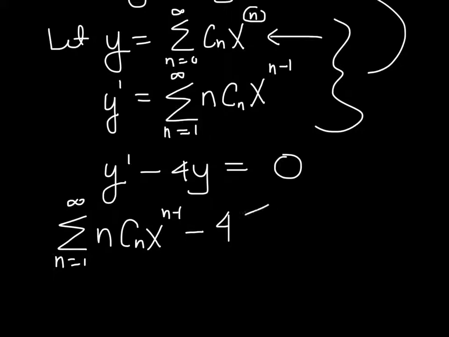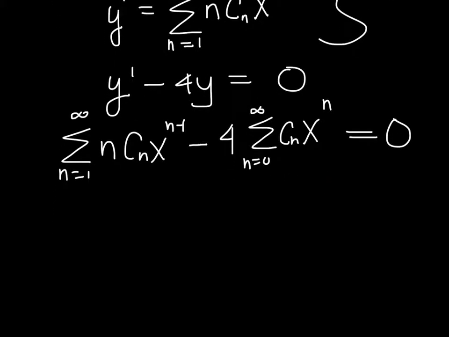Well, my y was, I chose it to be this power series, and it's equal to 0. Okay, so again, here is my y prime, minus 4 times, and then this is my y. Okay, so here the goal is to find these coefficients, and there's going to be an infinite number of coefficients.